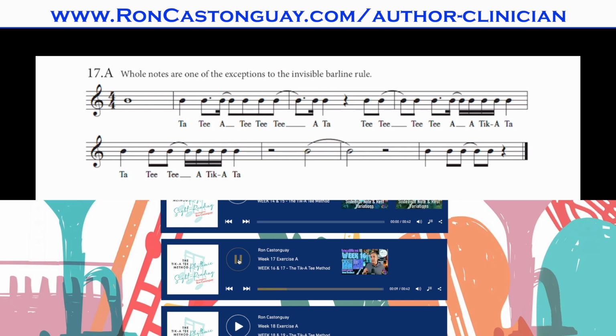One, two, three, four. Ta, ta, ti, ya, ti, ti, ti, ya, ta. Ti, ti, ti, ti, ya, Tik-A ta, ta, ti, ti, ya, Tik-A ta. Ta, ta, ti, ti, ti.